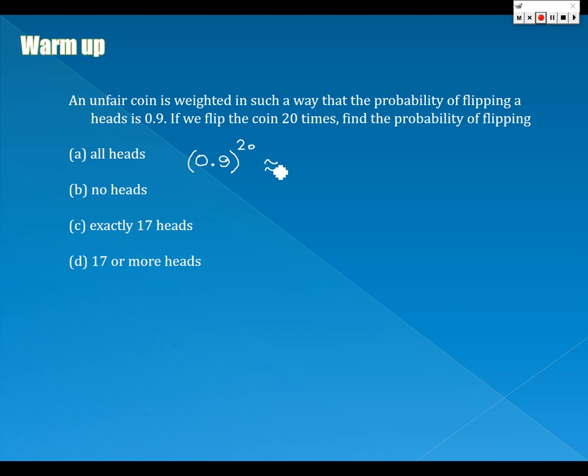About 0.1216. Point, what is it? 1216. 1216. Okay. Sweet. What about B? Take it for us.